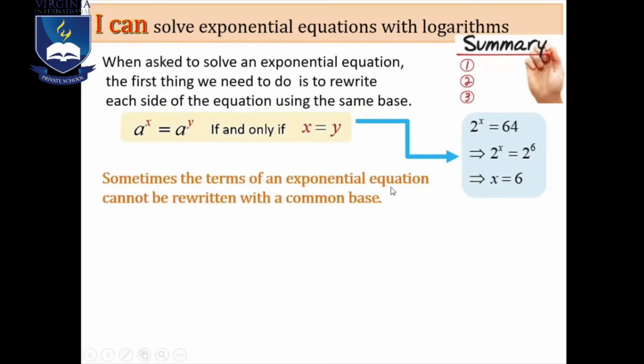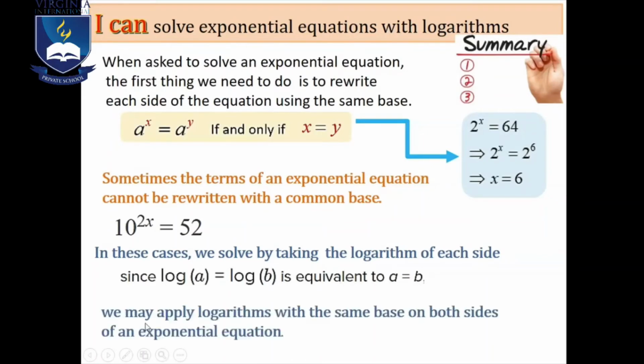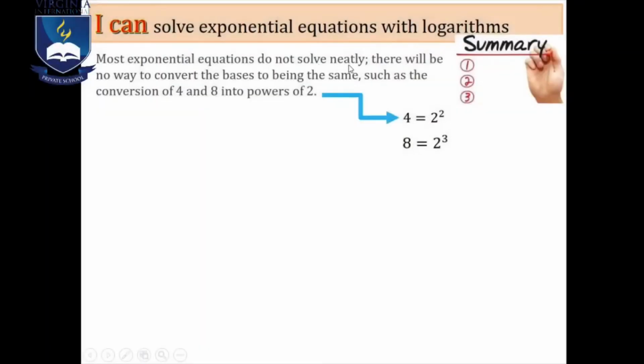Sometimes the terms of an exponential equation cannot be rewritten with a common base. For example, 10 to the power of 2x equals 52. In these cases, we solve by taking the logarithm of each side, since log a equals log b is equivalent to a equals b. We may apply logarithms with the same base on both sides of an exponential equation. Most exponential equations do not solve neatly. There will be no way to convert the bases to being the same, such as the conversion of 4 and 8 into powers of 2. So 4 equals 2 to the power of 2 and 8 equals 2 to the power of 3.